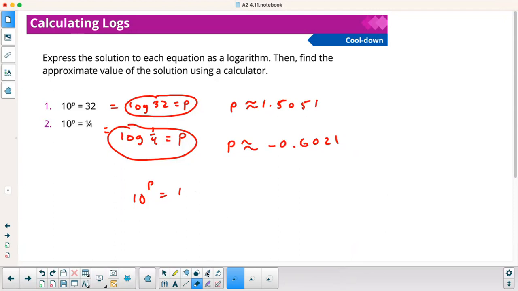And again, I knew that 10 to the p equals 1/4. I knew I had to have a reciprocal here. I knew this had to be negative because if I have a positive power, the 10 is going to keep getting bigger and bigger and bigger. So I need to get smaller to get to 1/4. So it's got to be a reciprocal. It's got to be a negative exponent there to flip the 10. So that's how I got that.